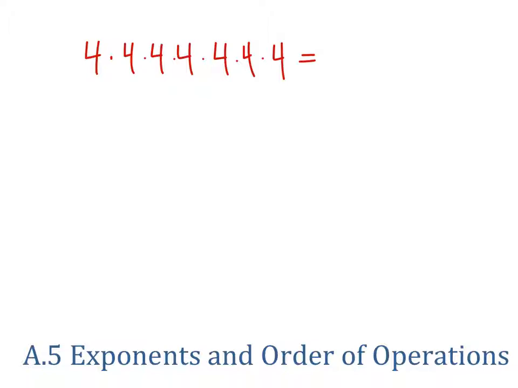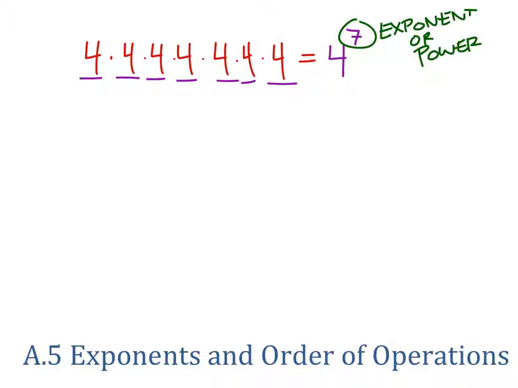What we have here is 4 being multiplied by itself, and in this case, we've got 1, 2, 3, 4, 5, 6, 7 of them. So they made these exponents, okay? This is called the exponent. The 7 is the exponent. Some people also call it a power. And the 4 here, this is called the base.